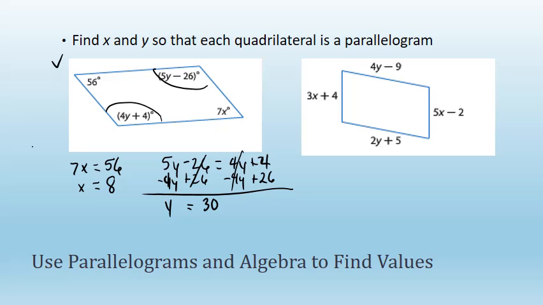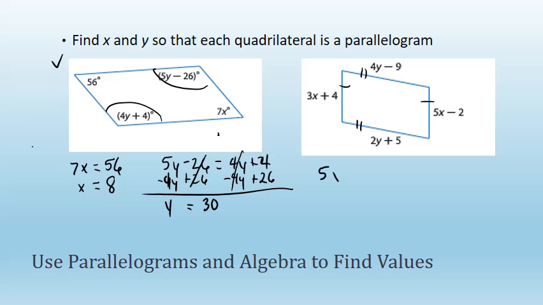All right, over here in the second example, it's similar, but we have measures for the sides. And again, to be a parallelogram, both pairs of opposite sides must be congruent. So this side has to equal this side, and this side has to equal that side. So let's go about solving for x and y.